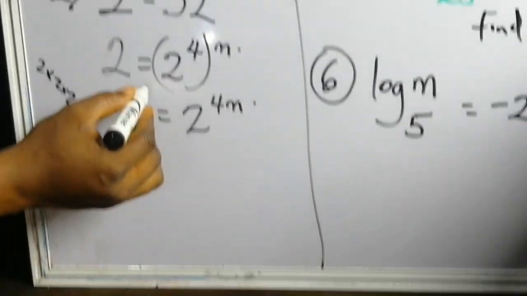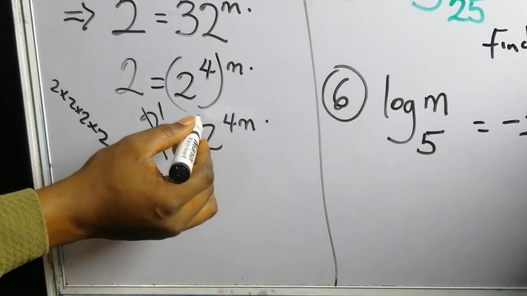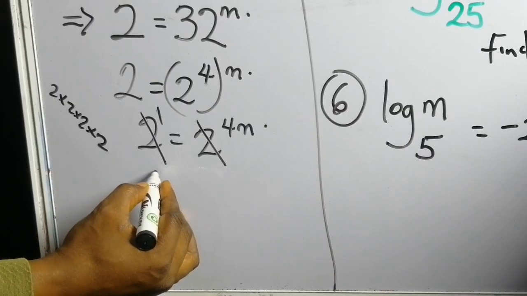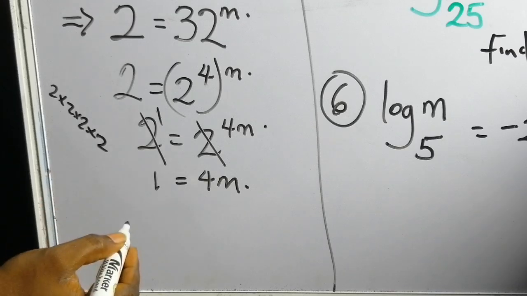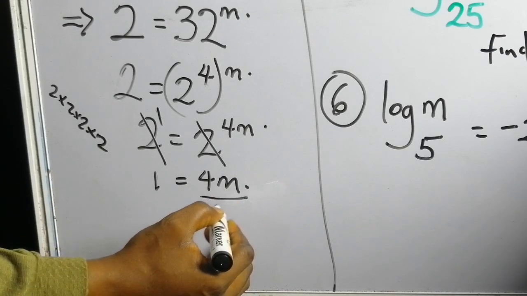Okay, and like I told you, anything raised to power 1 is that thing. So it means 2 can cancel 2. I can now bring the power down, so which means that 1 equals 4m. So what is my m? It means that I can divide both sides by 4.